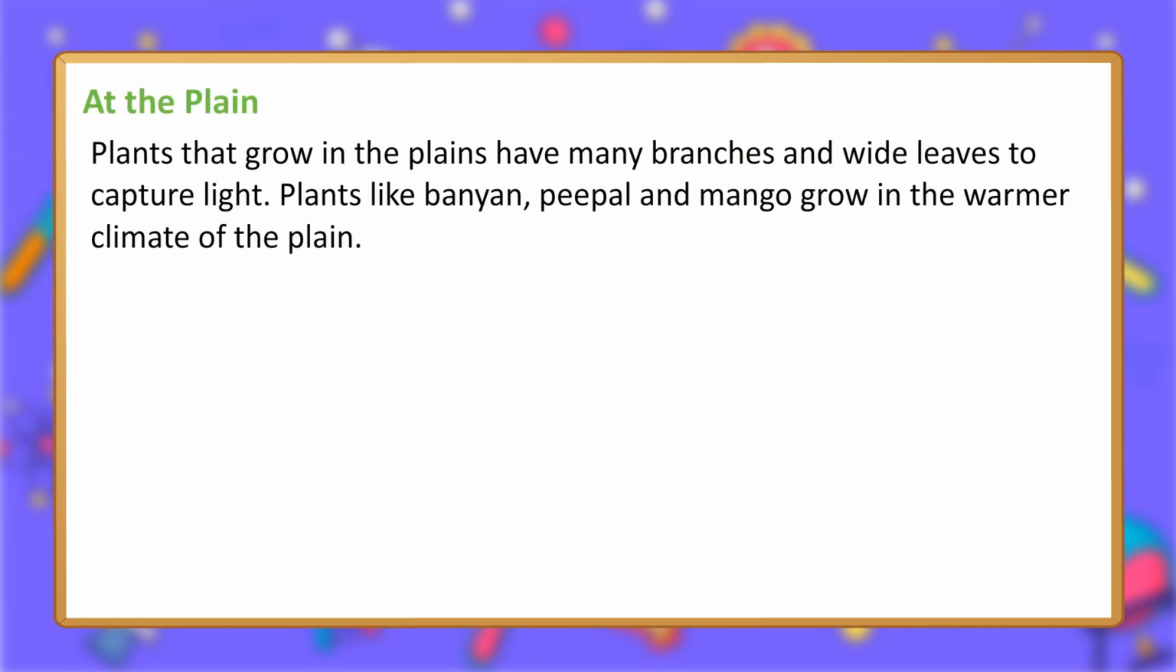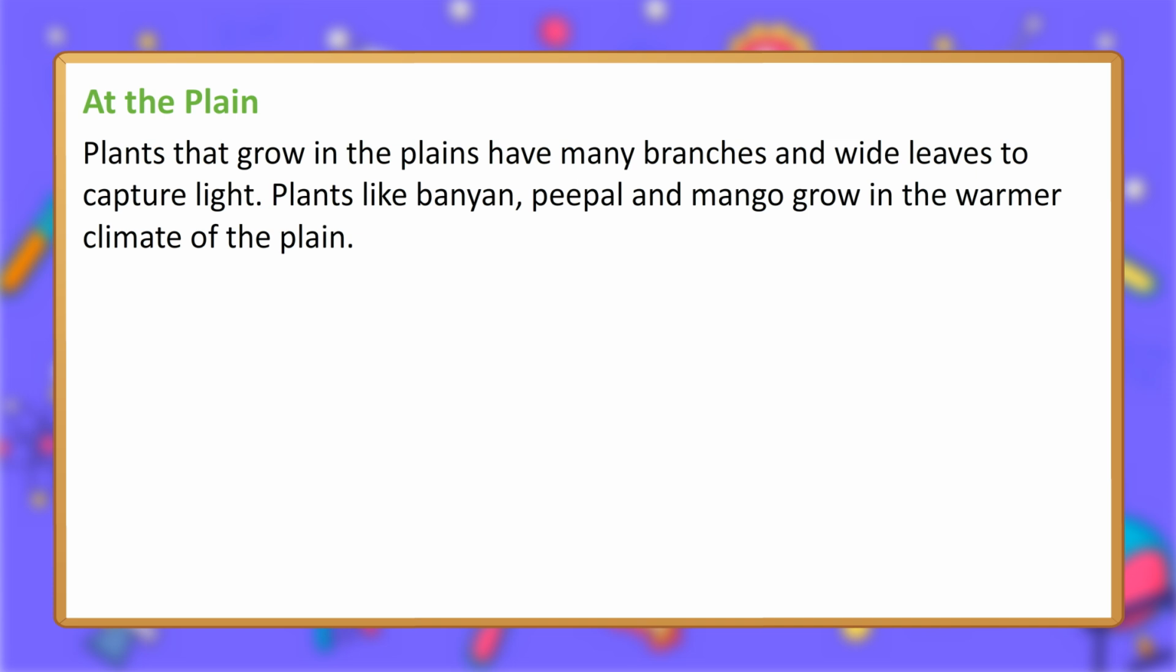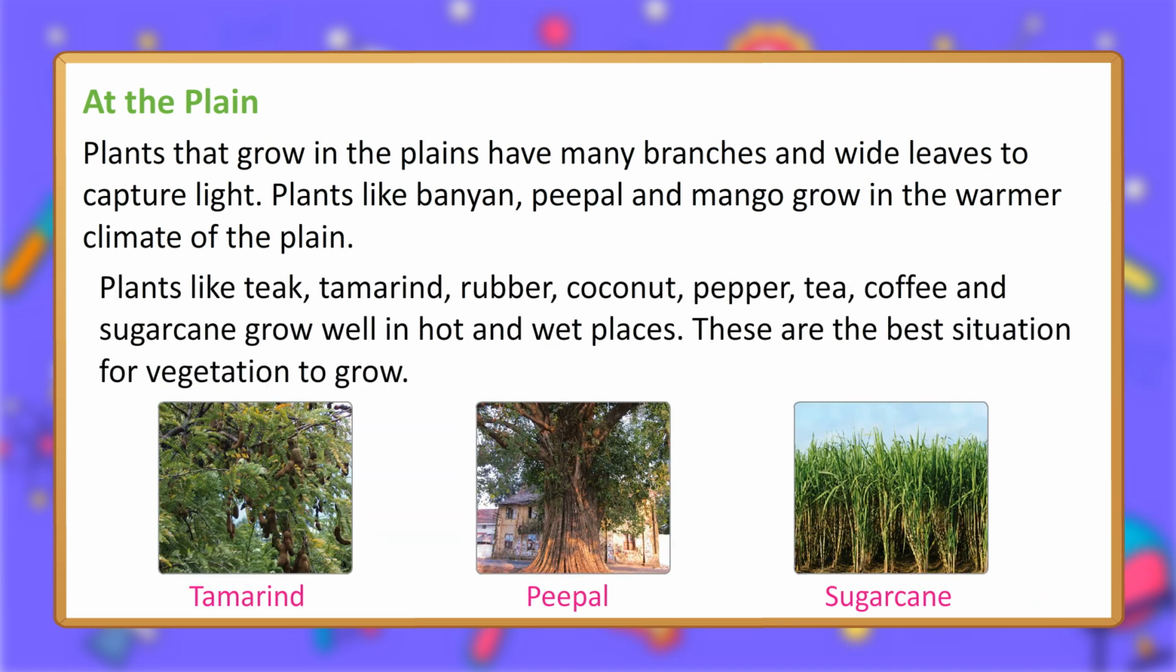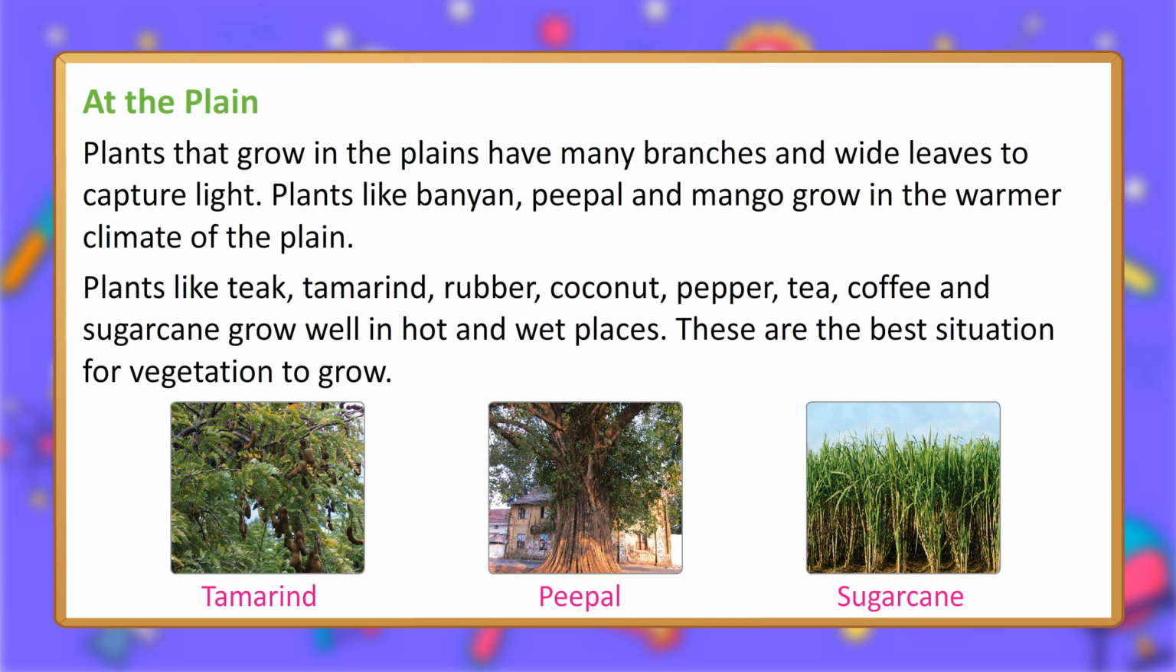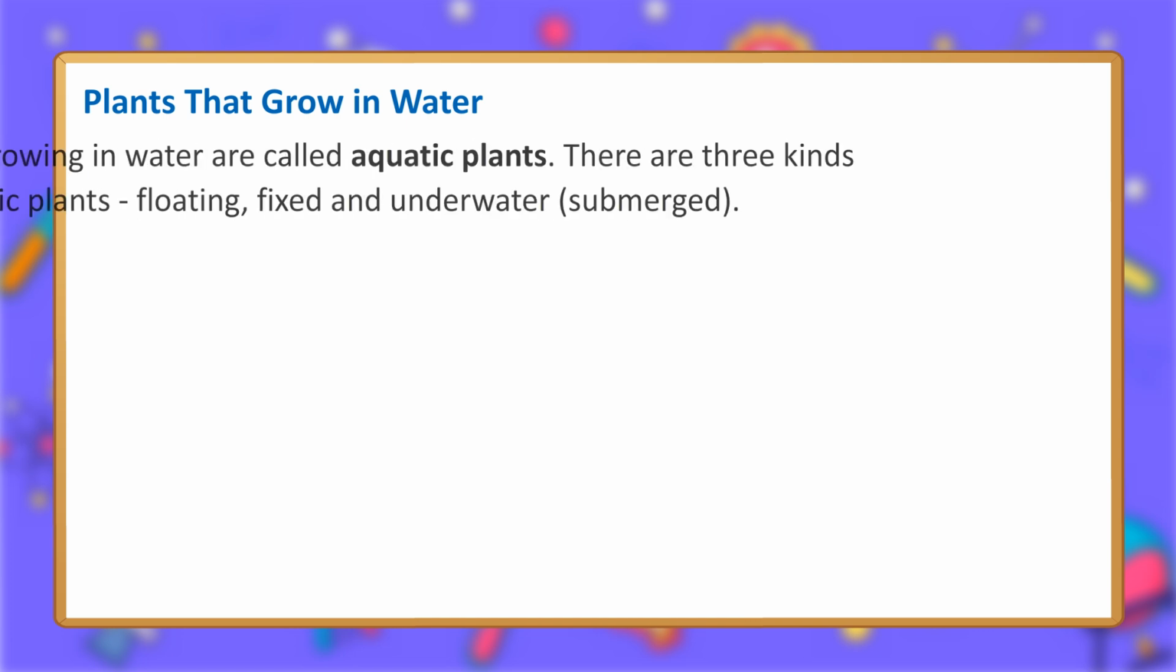At the plain. Plants that grow in the plains have many branches and wide leaves to capture light. Plants like banyan, peepal and mango grow in the warmer climate of the plain. Plants like teak, tamarind, rubber, coconut, pepper, tea, coffee and sugarcane grow well in hot and wet places. These are the best situation for vegetation to grow.